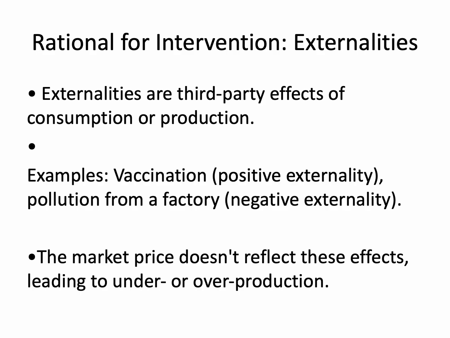A negative externality is a cost imposed on a third party. A factory that pollutes a nearby river is imposing a cost on the community that relies on that river for water. The government can use tools like subsidies for positive externalities and taxes for negative ones to internalize these costs and benefits, leading to a more efficient outcome.